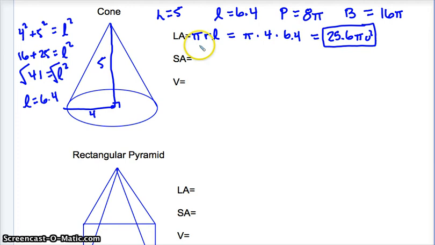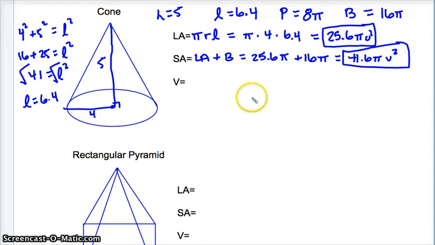My surface area, you'll remember, is the lateral area plus the area of the base. My lateral area I just found was 25.6 pi. The area of my base we found earlier was 16 pi. This gives me a grand total of 41.6 pi units squared.